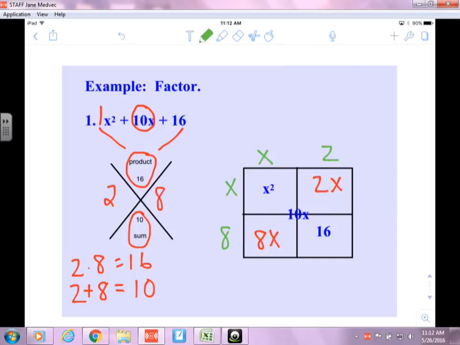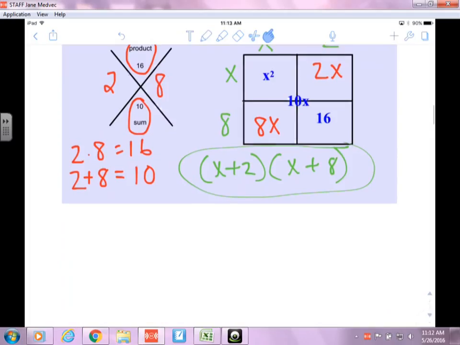So we did that, and then we came up with our answer, and we got x plus 2 and x plus 8. We said that that was our answer because we factored it. Any questions on that? Okay, so that's a little review based on what we did the other day.